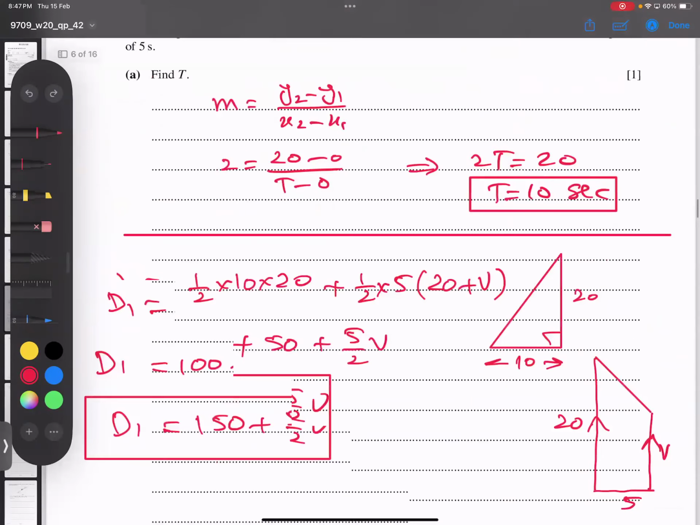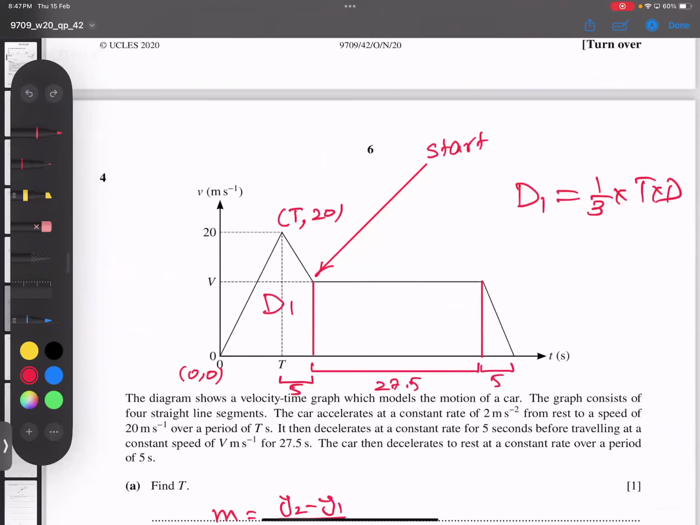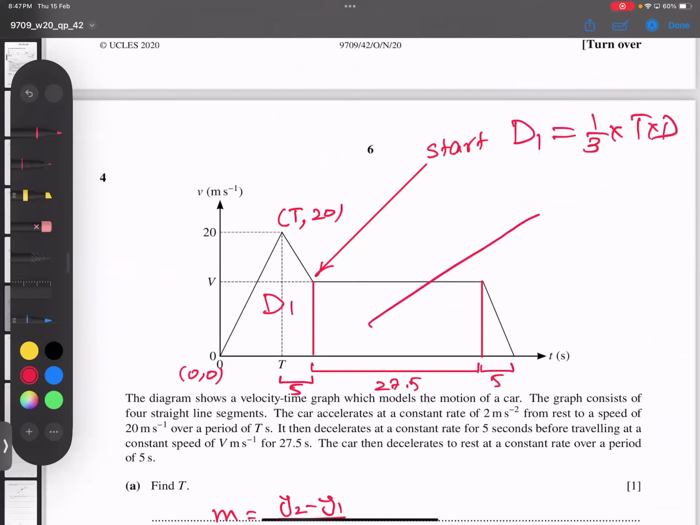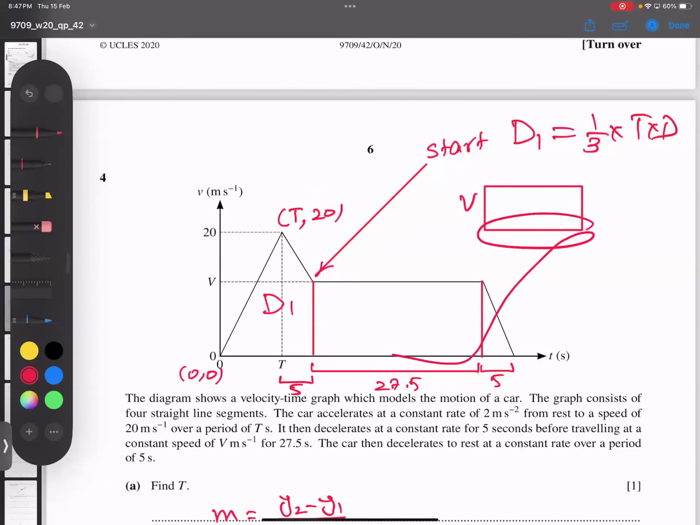So let me find out the area of this rectangle and the area of this one. How to get this rectangle area? Let me write the parameters first. How much is this height? V. How much is this gap? 27.5. How much is this triangle? I make the triangle separate. How much is this gap? This is 5. How much is this height? V. I could make a trapezium also, but I made a triangle of that.